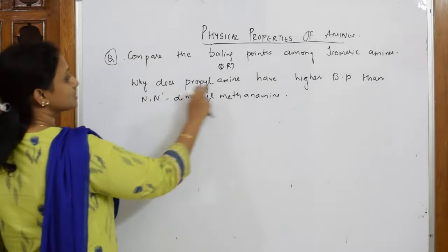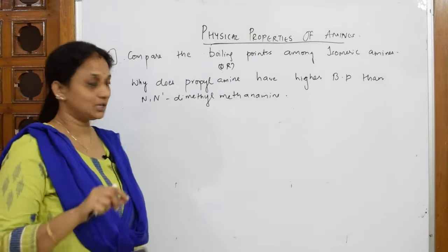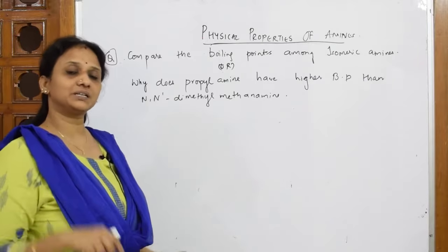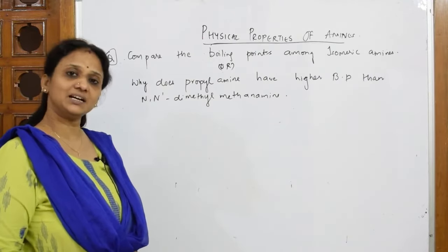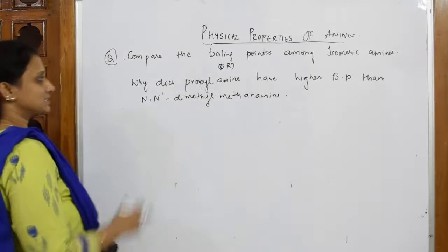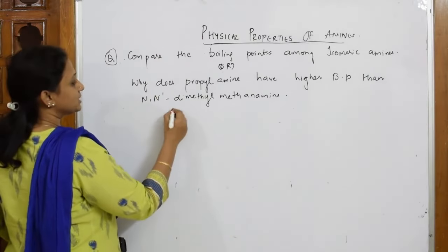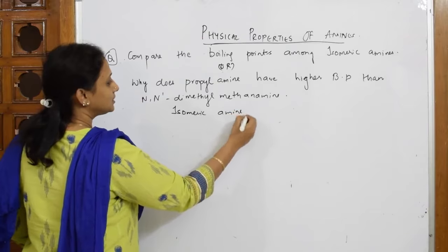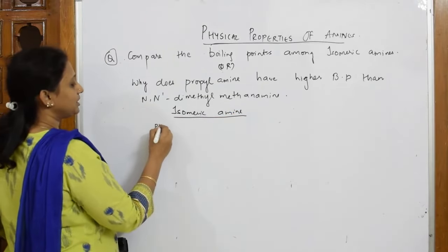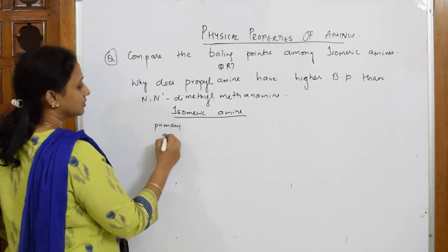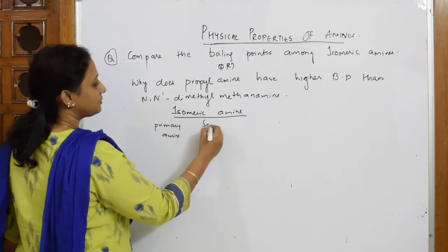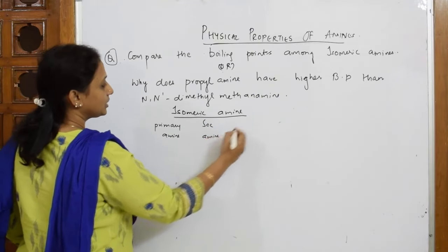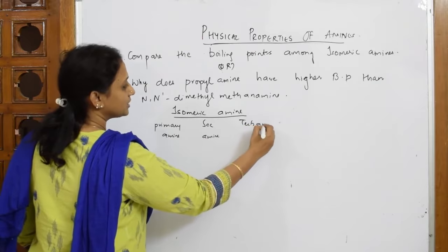Second thing, they've given us a particular formula and ask us to name this amine and compare. Let's see. Both are the same. First of all, we'll write what isomeric amines are. Isomeric amines are basically your primary amine, secondary amine, and tertiary amine.